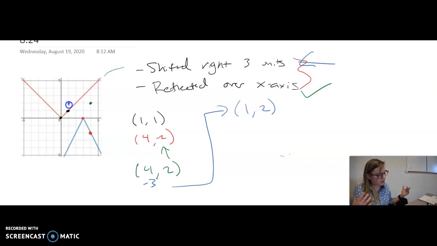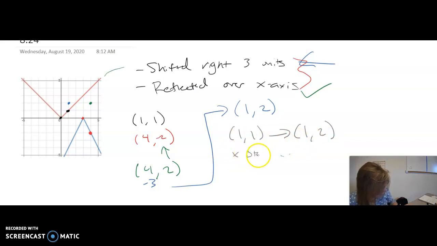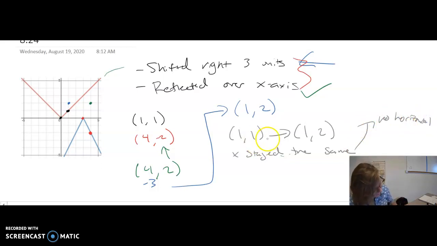Okay, so now that we got rid of all of the other transformations, we can now figure out how much it stretched. So we're going to go from (1, 1) to (1, 2). And I noticed that my x's stayed the same. So x stayed the same, so that means there was no horizontal stretch. Okay? But my y changed. Y went from 1 to 2.